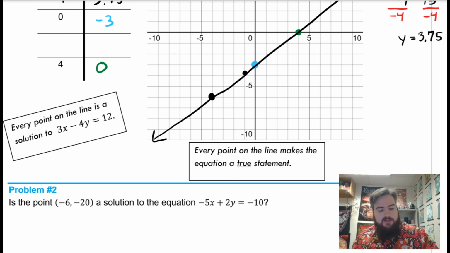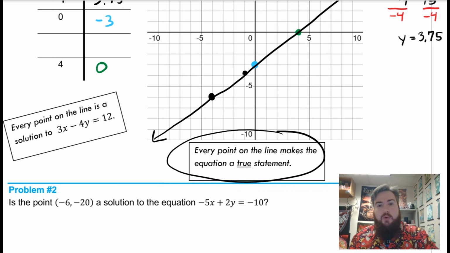This asks, is the point -6, -20 a solution for the equation -5x plus 2y equals -10? Well, as a reminder, we have this note right above that problem that says that every point on the line makes the equation a true statement. So if we're asking if this point is a solution to the equation or makes this equation true, then that means if we were to plug that point into this equation for x and y respectively, then this should give us a true statement. So let's try that.